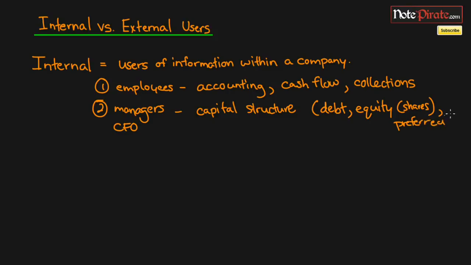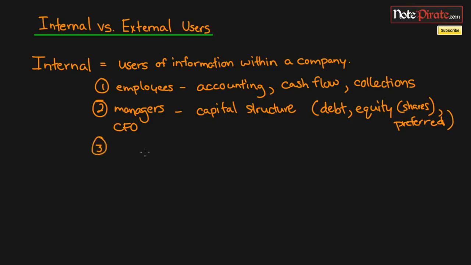So basically how the company is all split up, whether a lot of the company is financed on debt or whether they raised a lot of their money through equity by giving a share of their company away to investors or other types of owners. So that's another type of internal user. Managers, of course, don't just look at capital structure, they look at so many other things, but that's just one example of what managers might look at within financial statements or the information.